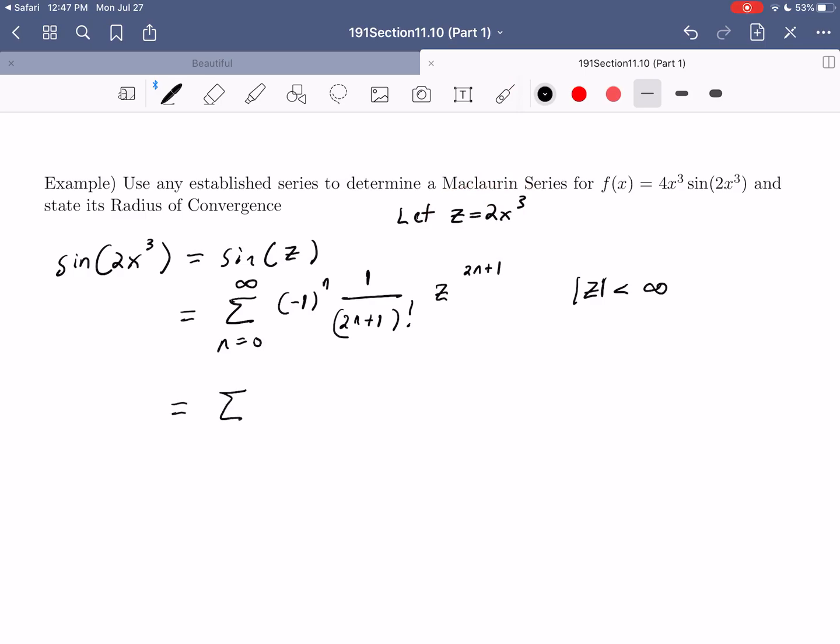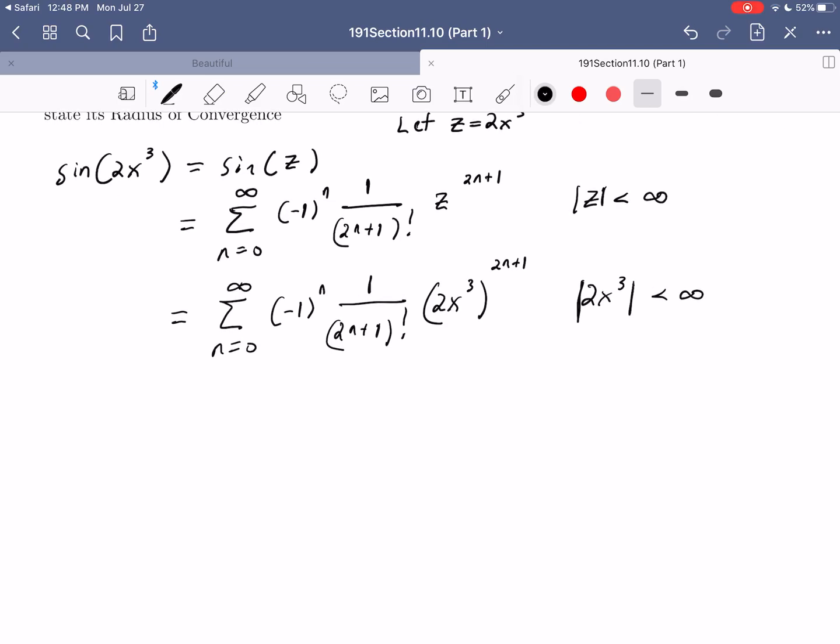So we get the sum from n equals 0 to infinity, minus 1 to the n, 1 over 2n plus 1 factorial. Instead of z, we're going to have 2x cubed, parentheses to the 2n plus 1, as long as 2x cubed in absolute value is less than infinity. Okay, should be pretty easy here. We can distribute this onto both. This is going to give us a 2 to the 2n plus 1, and then power to a power we're going to multiply. So it looks like we should have the sum from n equals 0 to infinity, minus 1 to the n, 1 over 2n plus 1 factorial, 2 to the 2n plus 1, x, 3 times 2n plus 1 is going to give us 6n plus 3.